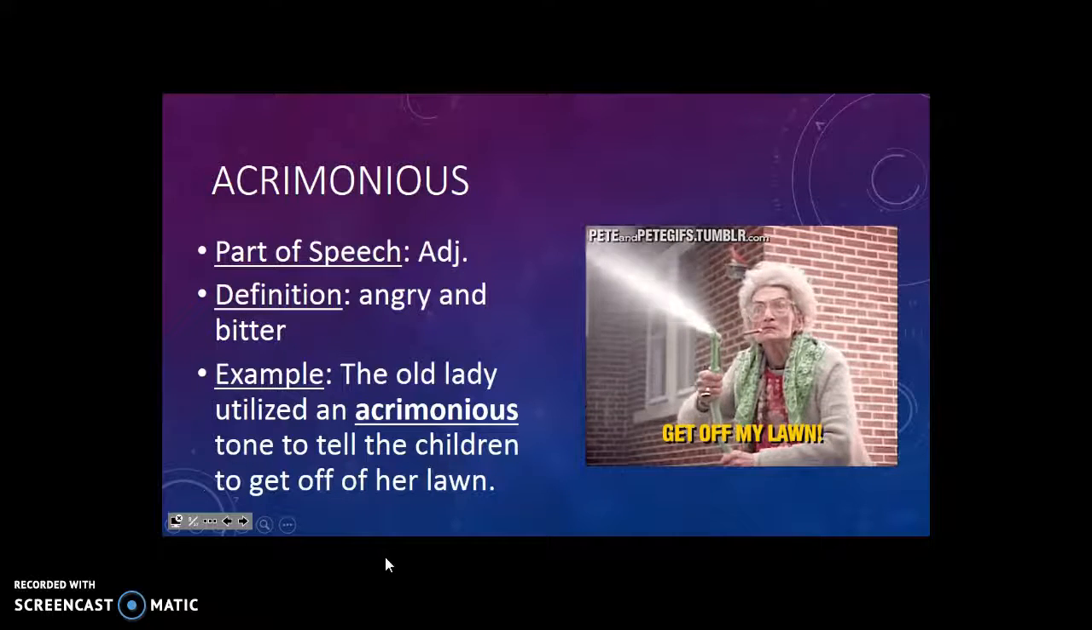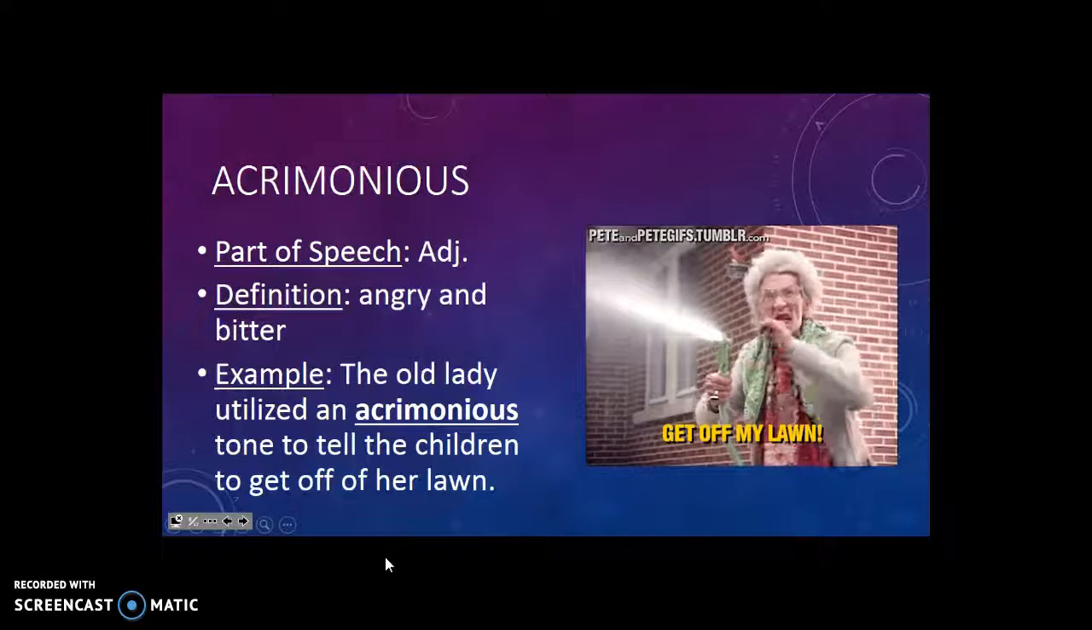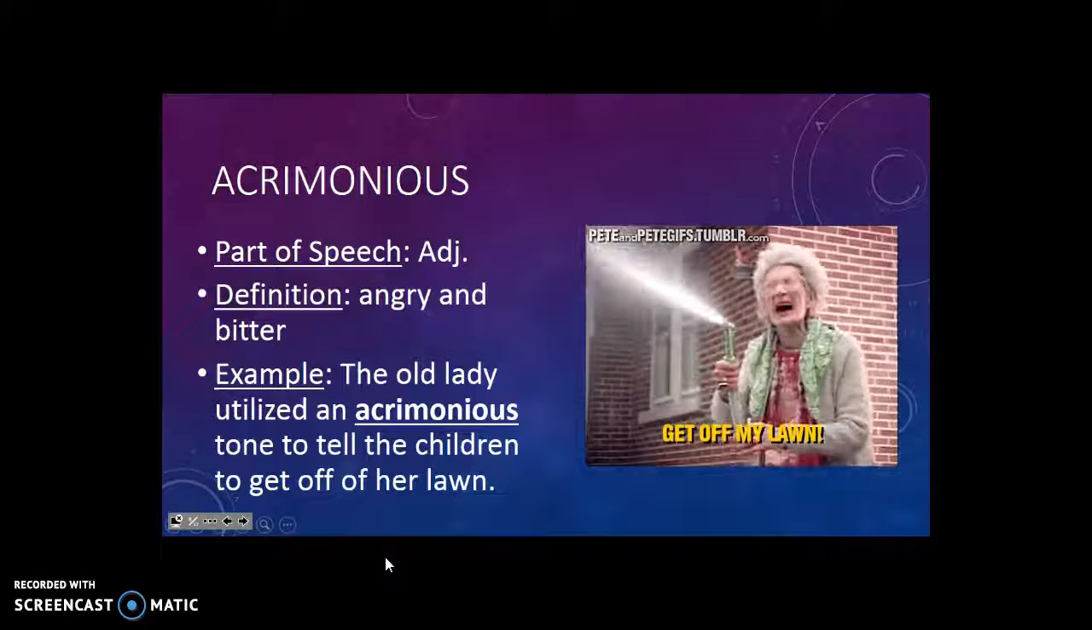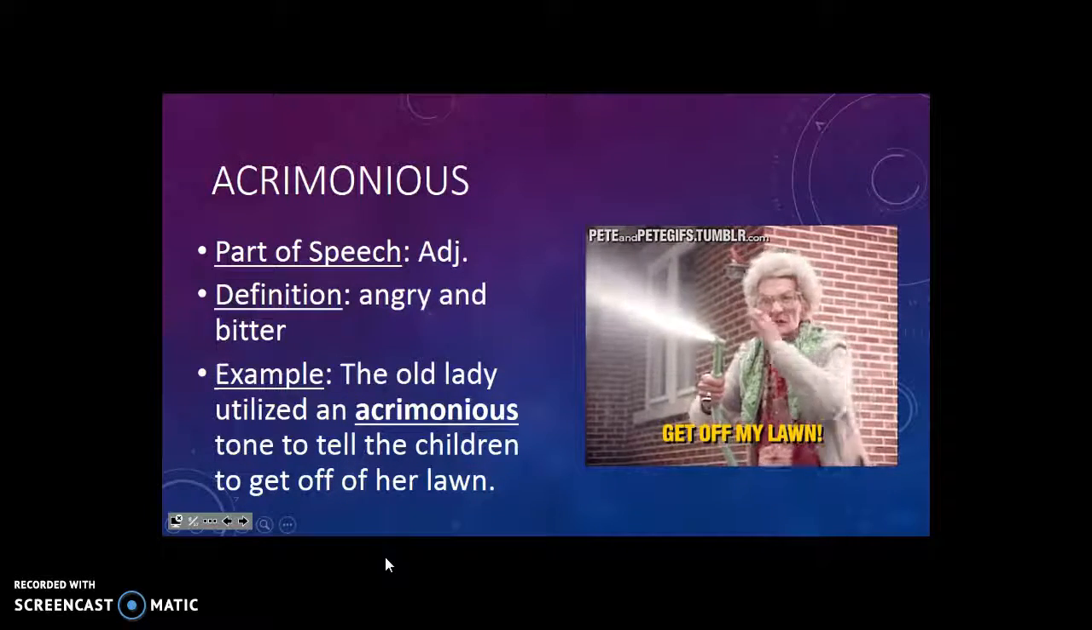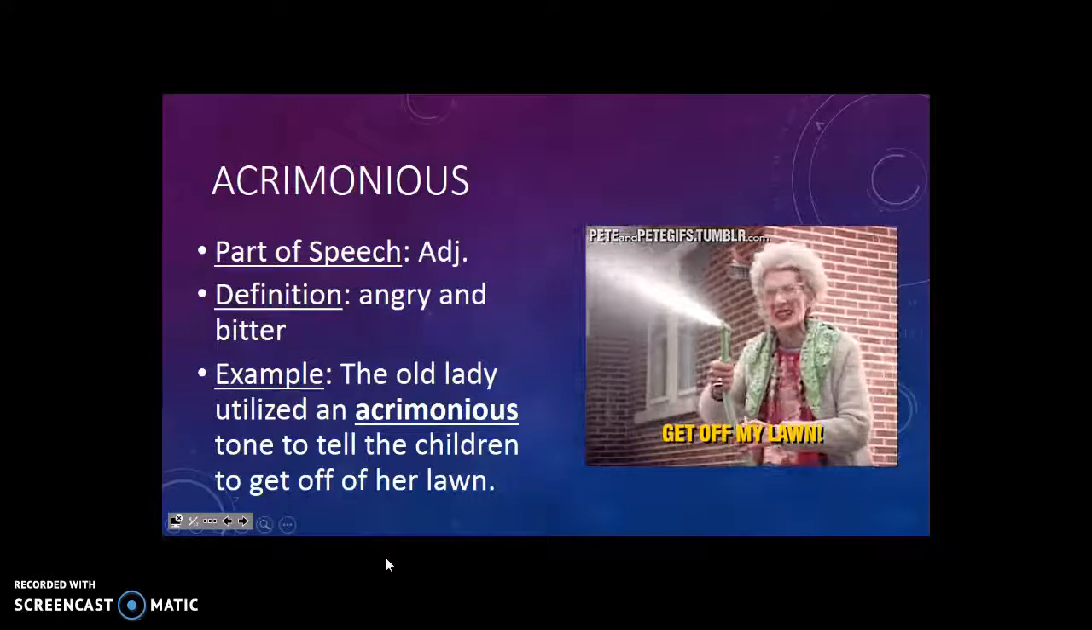Alright, our next word is acrimonious. Acrimonious is an adjective. The definition is angry and bitter. So, for example, the old lady utilized an acrimonious tone to tell the children to get off her lawn.